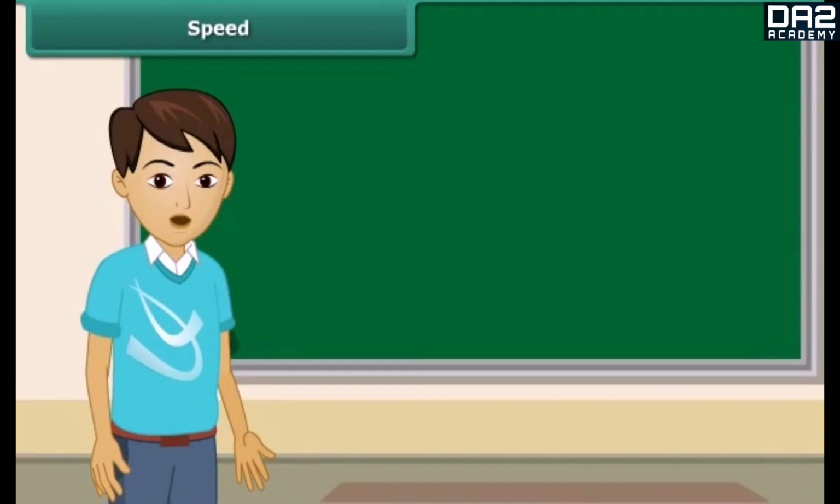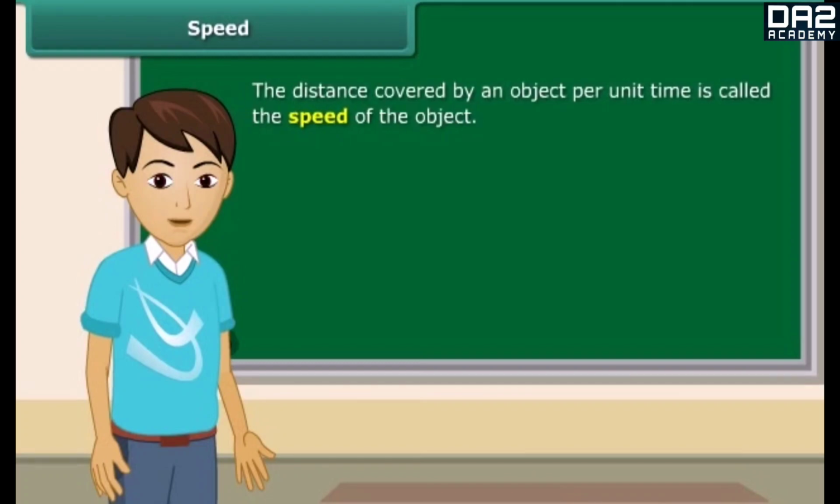The most convenient way of finding out which object moves faster than the others is to calculate and compare the distances covered by all the objects per unit time. The object that covers a greater distance per unit time is quite obviously faster. The distance covered by an object per unit time is called the speed of the object.